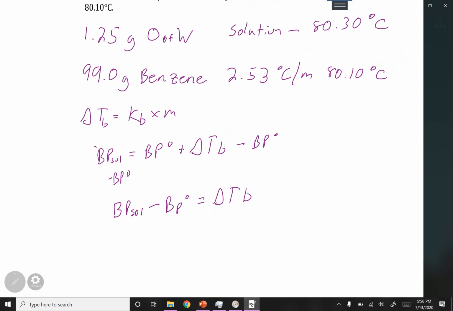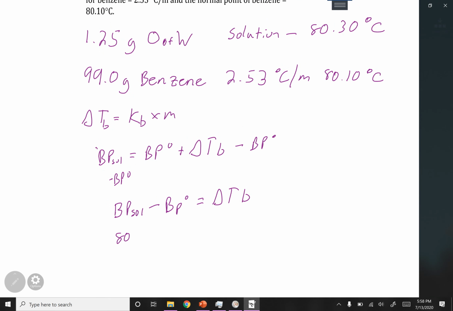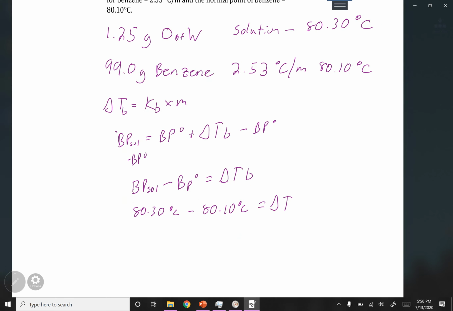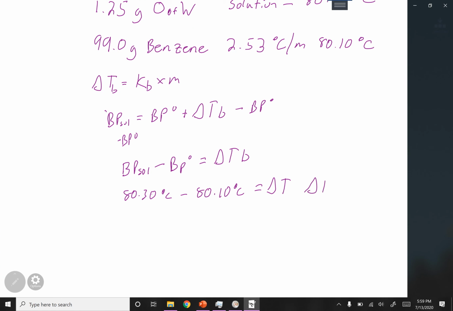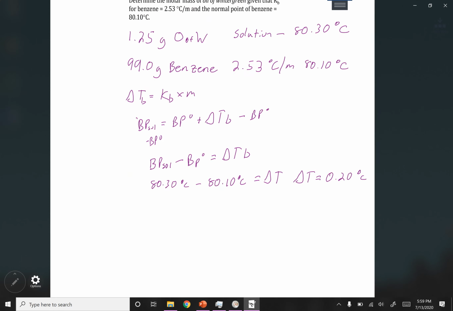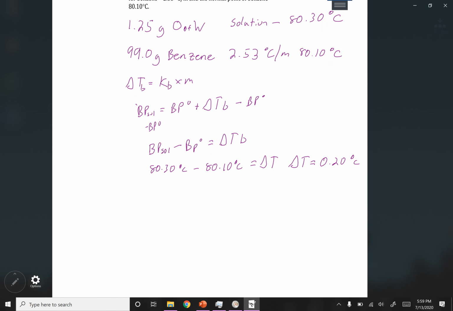Okay, so they told us the solution had a boiling point of 80.30 degrees C minus the original boiling point, which is 80.10 degrees C, and that will give us our delta T. If we do this, we end up with a delta T equal to 0.20 degrees C. Okay, so that's our delta T. But we're ultimately looking for our molar mass.